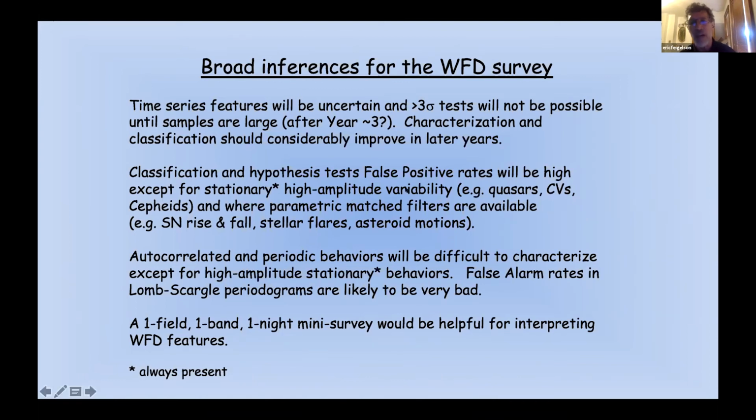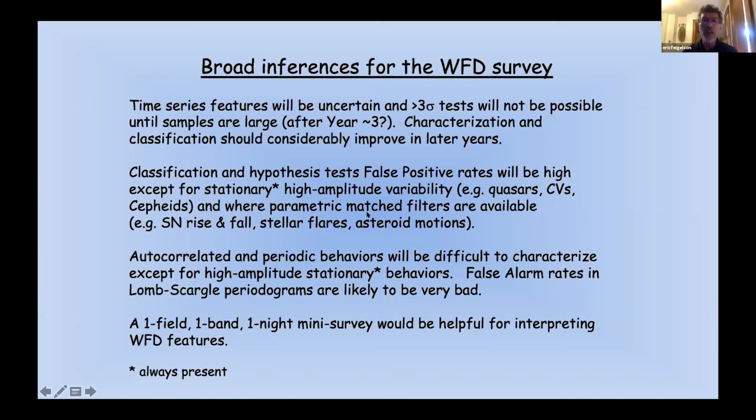I think that quasars and CVs and Cepheids, there's certain high amplitude stationary sources out there, which I think we will be able to classify reasonably well. Maybe not the broker level, but in 100 days or 300 days or something like this.